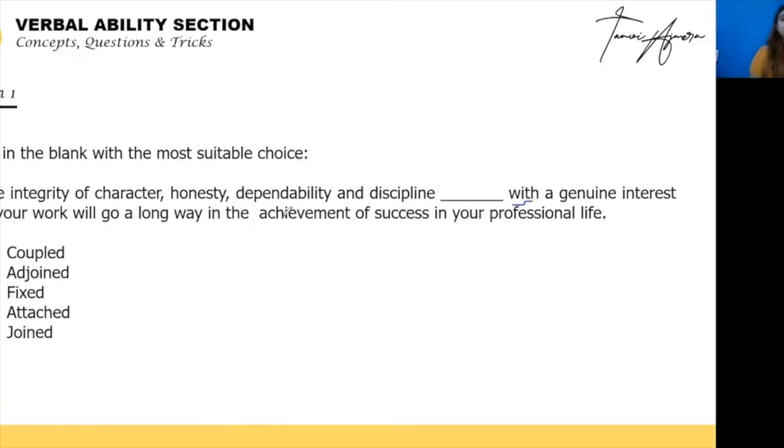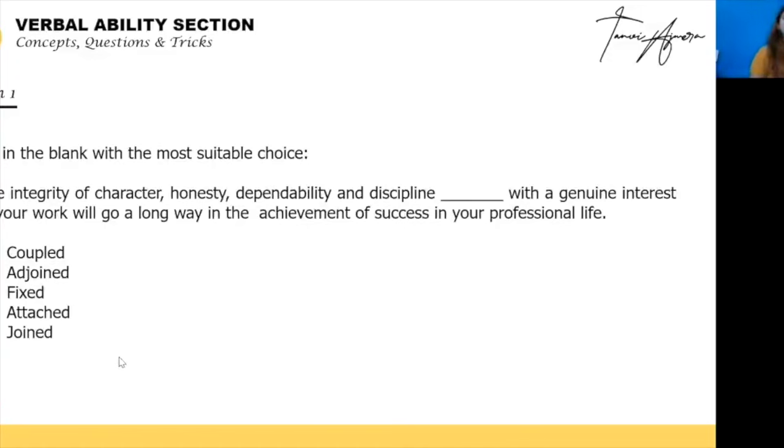with. So with is a very important word, which means that whatever has been spoken, that same thing is going to be continued, right? So if this is positive, something positive is going to continue here. If this was negative, then something negative would continue here, which means we have to basically use a word which is supporting this statement, right? Now, the integrity of character, honesty, dependability and discipline dash with a genuine interest in your work. So all these factors together with your genuine interest.